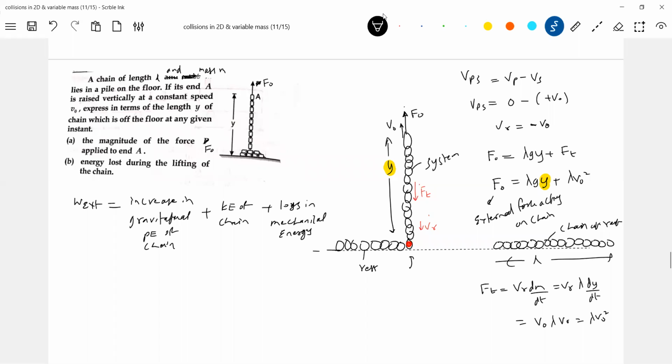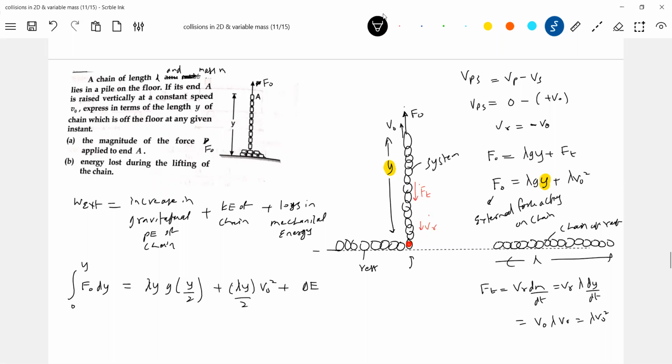How to calculate work done by external agent? So this is the integral of F dx. Increase in gravitational potential energy: look at this. What is the mass of the vertical part of the chain? Lambda y, times g, times y by 2, where the center of mass is, at a distance y by 2. Kinetic energy of the chain: what is the mass of the chain? Lambda y, times v naught square by 2. This is what? Delta E. Substitute this, solve it, you'll get the expression for delta E.